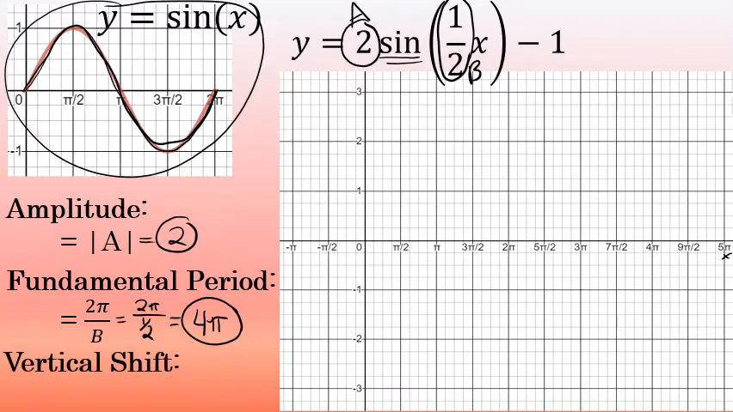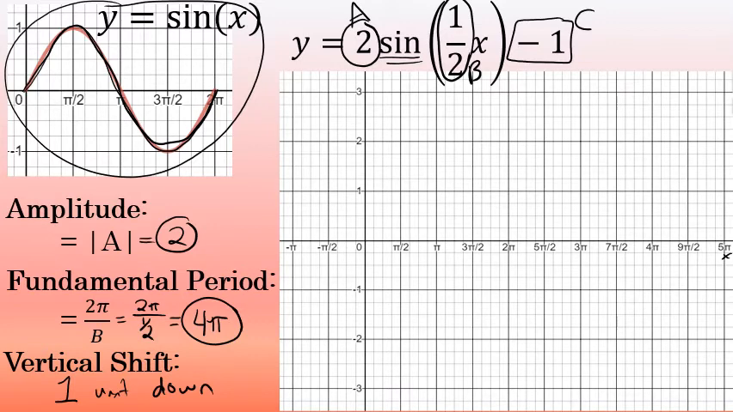Finally, the vertical shift. The vertical shift comes from the number that's added or subtracted at the end of the equation, which in this case is a -1. And because that's a minus sign, the vertical shift will be 1 unit down. Our entire wave will be shifted 1 unit down from the x-axis.